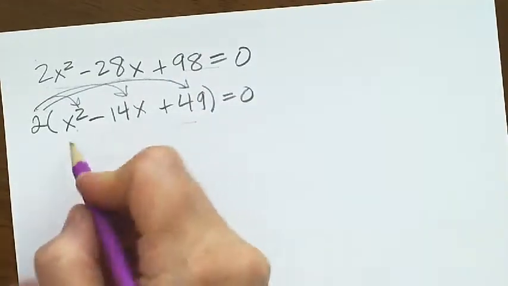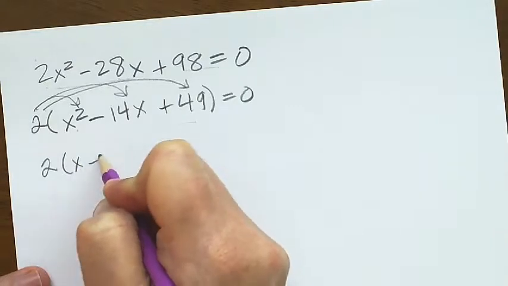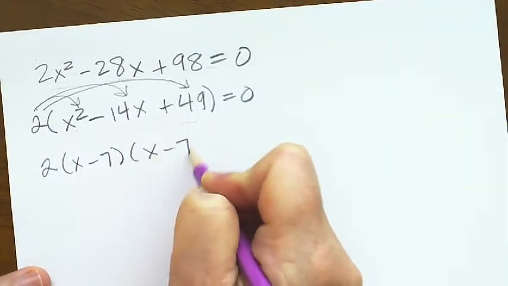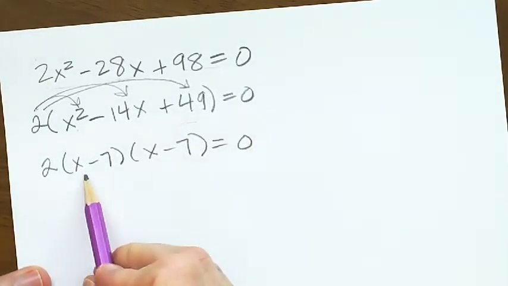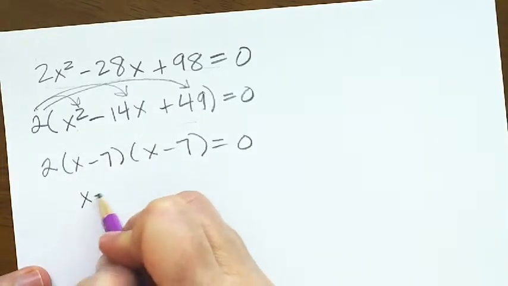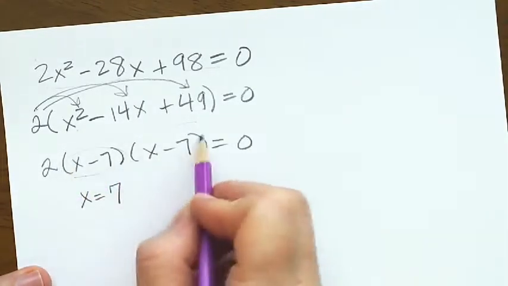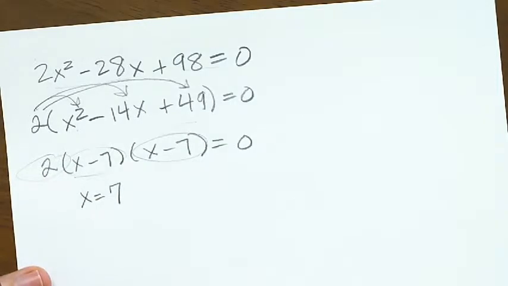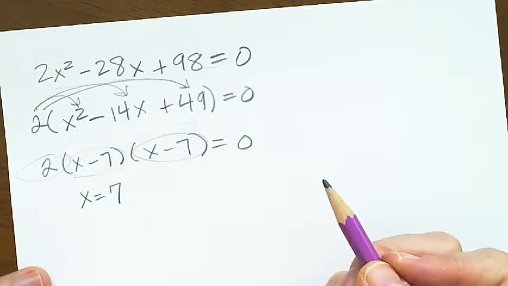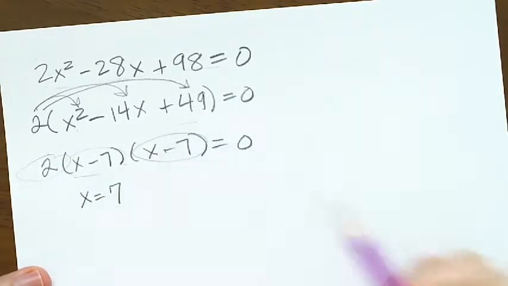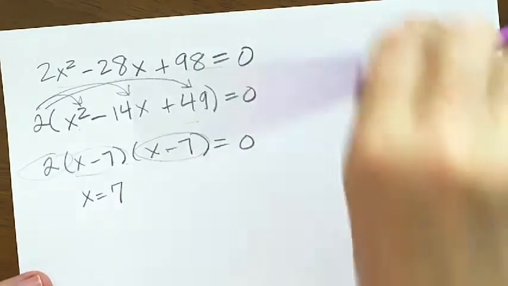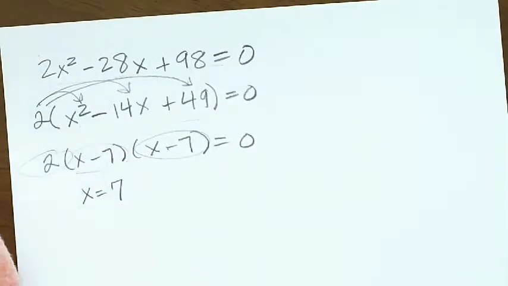So I'm going to skip the work for that and just write 2 times x minus 7 times x minus 7 equals 0. So I'm looking for x. x must be 7. If you're multiplying these terms and you're getting 0, then one of them's got to be 0 or they're all 0. In this case, you've got two that are identical, so x equals 7.